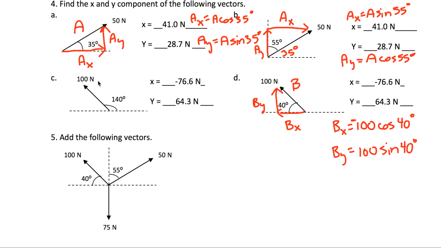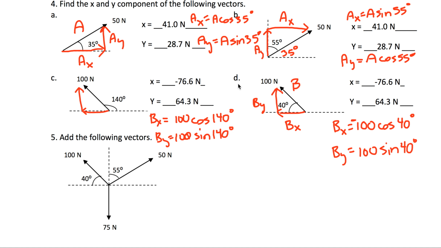So back to part C, if you wanted to use the given angle of 140, you can still draw the x component here and the y component here. But if you really wanted to use this angle, then you would say bx is 100 cosine of 140, and it'll give you the same exact answer. You don't have to put the negative in because the cosine of 140 will give you that negative. And likewise, if you do by is 100 sine of 140, you'll get the same thing. Just personally, I like to keep my angles smaller than 90 degrees.